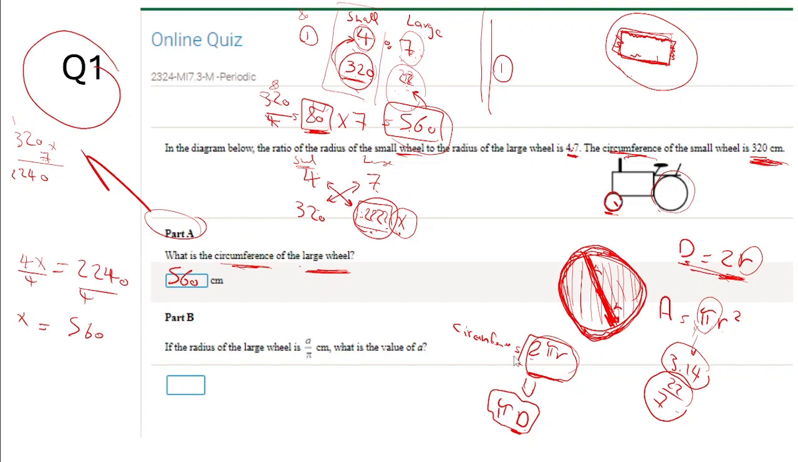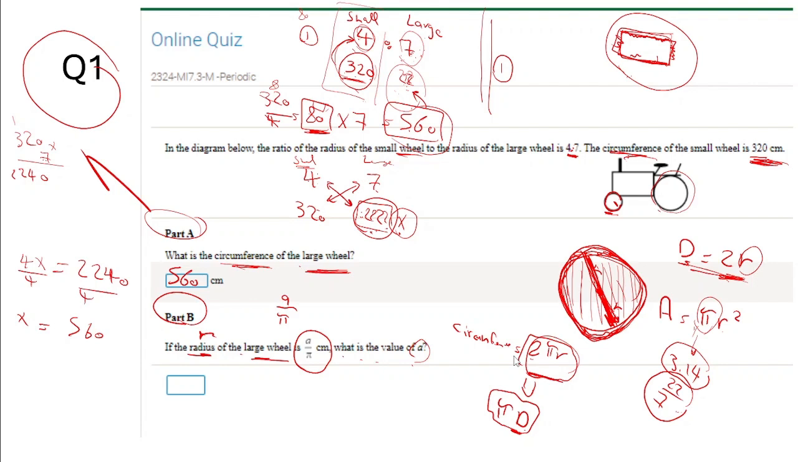Okay? Now, part B. Here it says if the radius r of the large wheel is a over pi, what is the value of a?